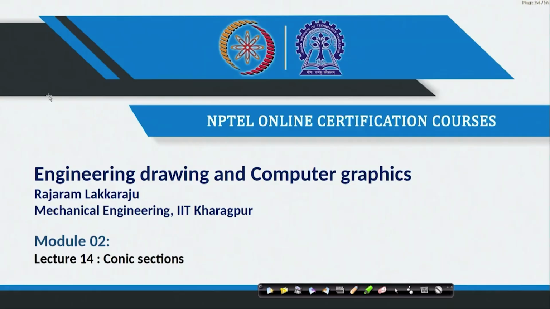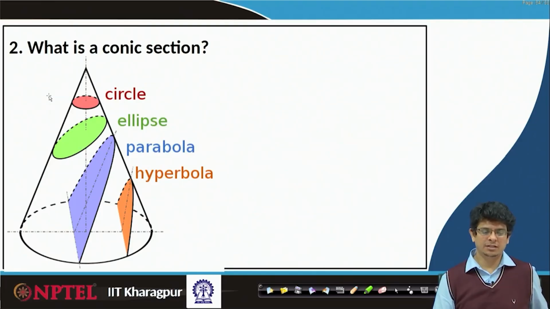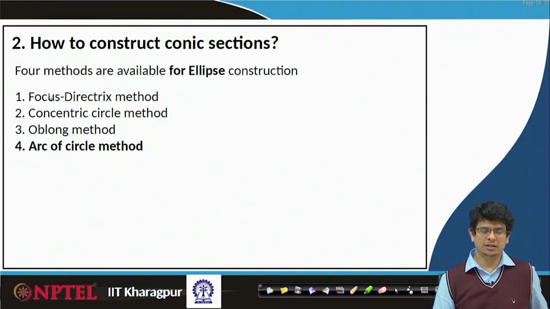Hello everyone, welcome to our NPTEL online certification courses on engineering drawing and computer graphics. We are in module number 2, lecture number 14 on conic sections. In that we have covered the focus directrix method, concentric circle method, and rectangle method or oblong method, and in today's class we will look at the arc of circle method.